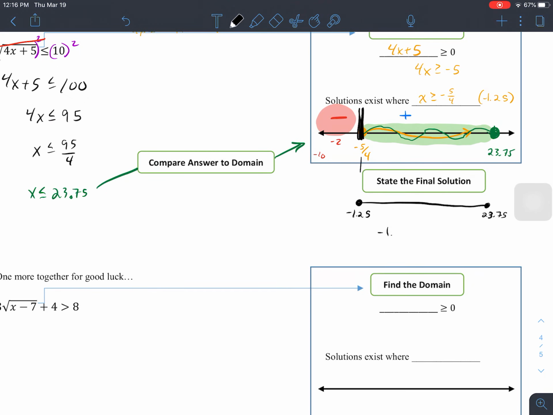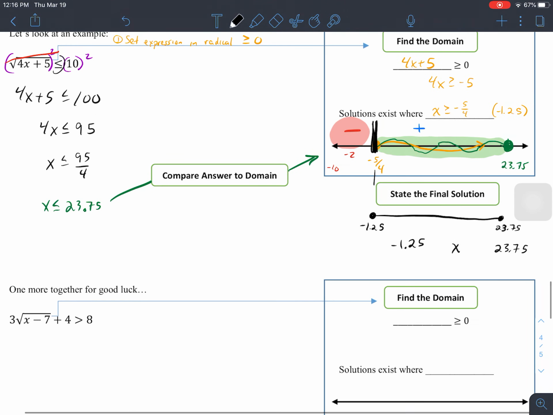Now there's two ways to write this as an answer. I can write it as a compound inequality. My solution for x falls in between those two numbers. It was a less than or equal to. It is negative 1.25 is less than or equal to x, which is less than or equal to 23.75. That could be the way you write it as an inequality.